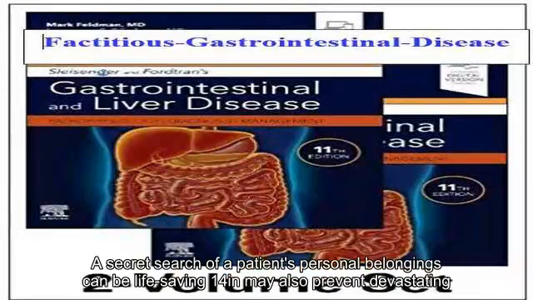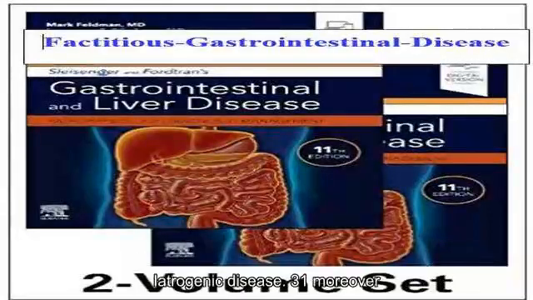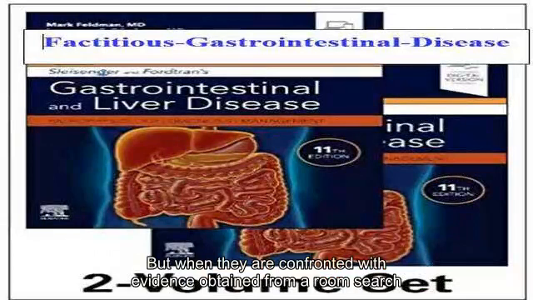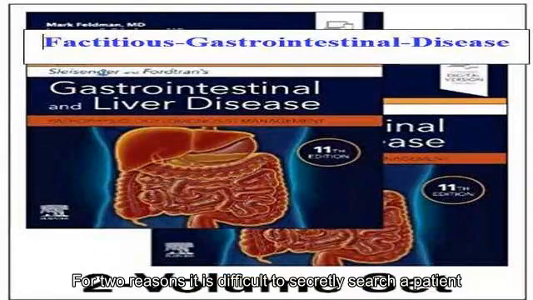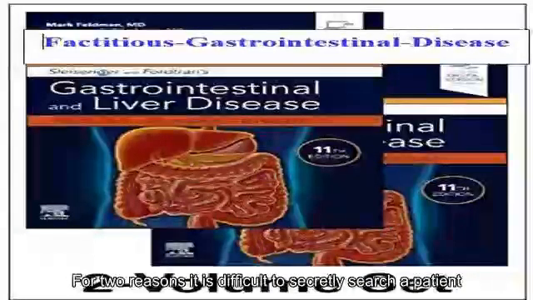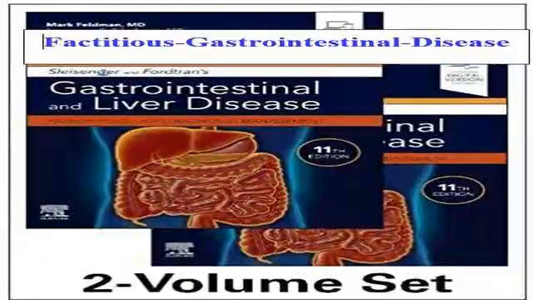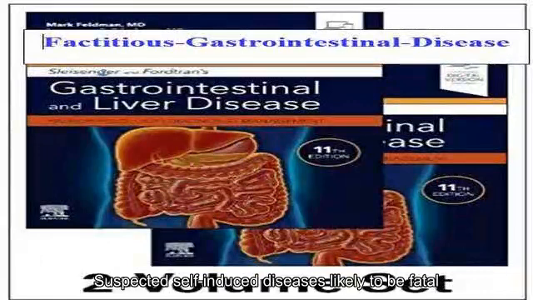A secret search of a patient's personal belongings can be life-saving. It may also prevent devastating iatrogenic disease. Moreover, patients may deny self-injury, but when they are confronted with evidence obtained from a room search, they often stop this practice. For two reasons it is difficult to secretly search a patient's private possessions in the hospital, even when suspected self-induced disease is likely to be fatal.